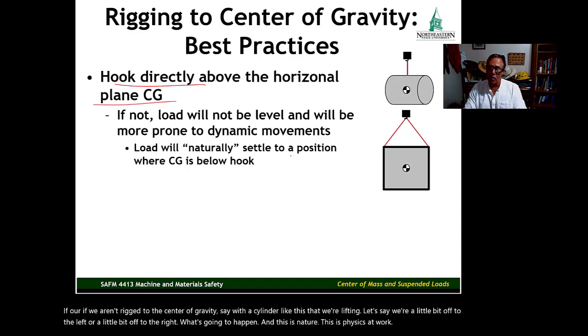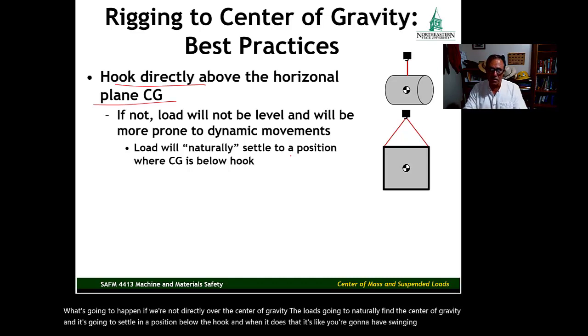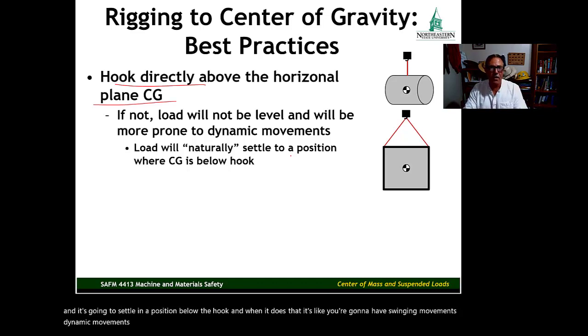And this is nature, this is physics at work. If we're not directly over the center of gravity, the load is going to naturally find the center of gravity, and it's going to settle in a position below the hook. And when it does that, you're going to have swinging movements, dynamic movements. You might have spinning. You are likely to have a load that's not level during the lift. But you don't always have to have a level load, as I've said before, but that is what we shoot for as a best practice in any kind of overhead lifting operation.